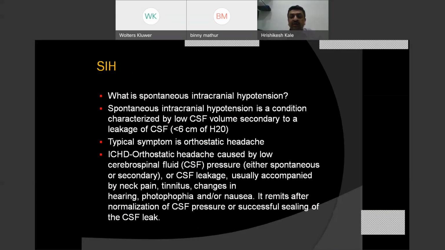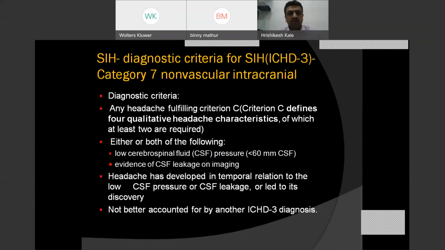The typical symptom is orthostatic headache. That is, the headache goes away or becomes less as you lie down, but increases in the sitting or standing position. This type of headache should also remit after normalization of the CSF or after sealing a CSF leak. So there are some diagnostic criteria for SIH.